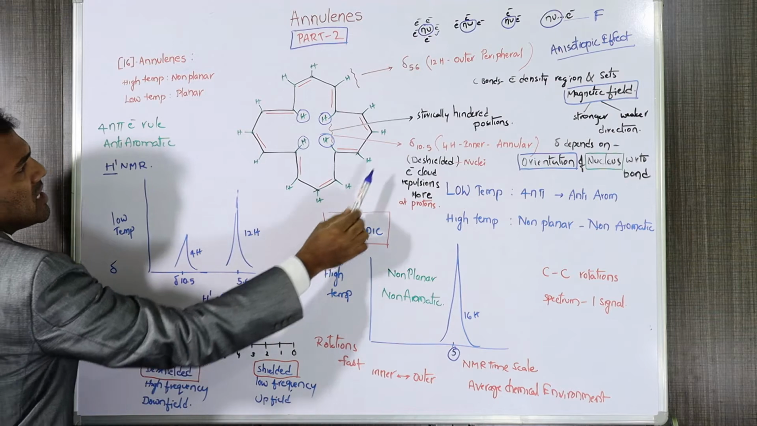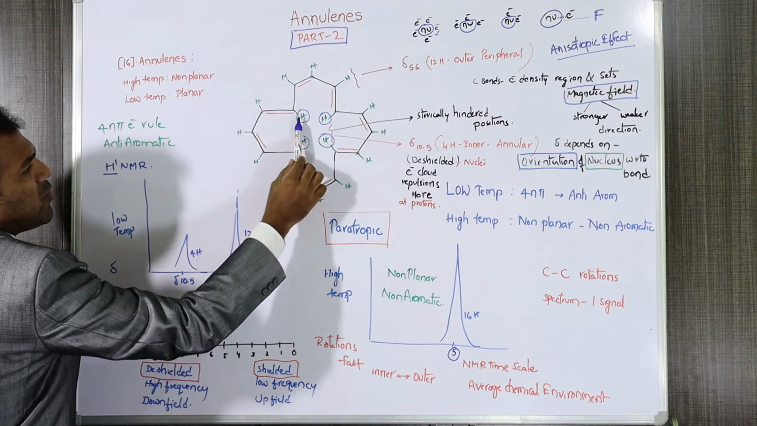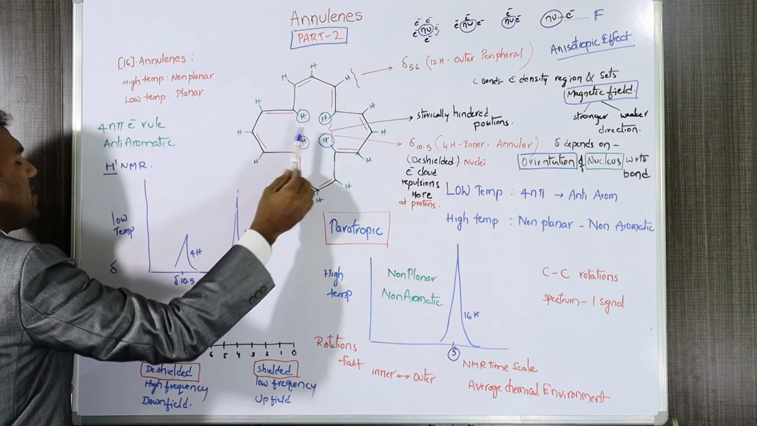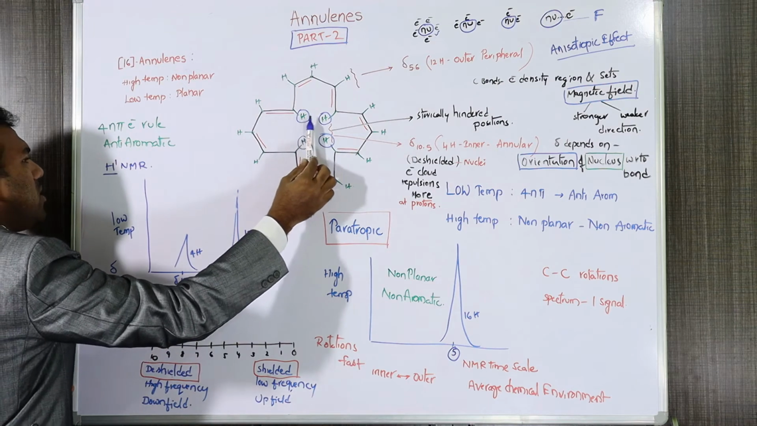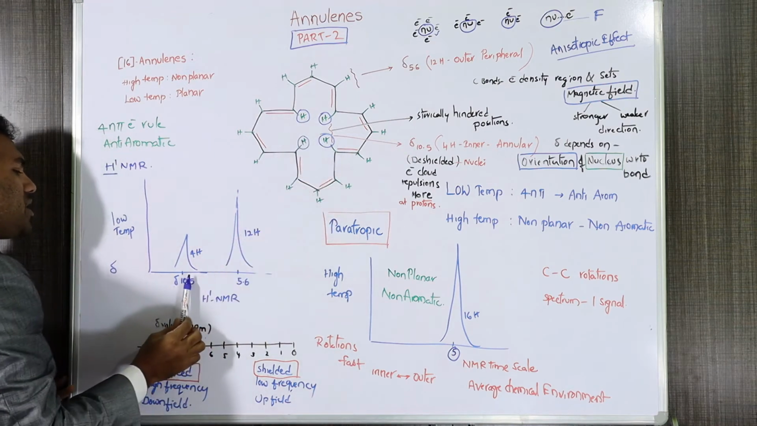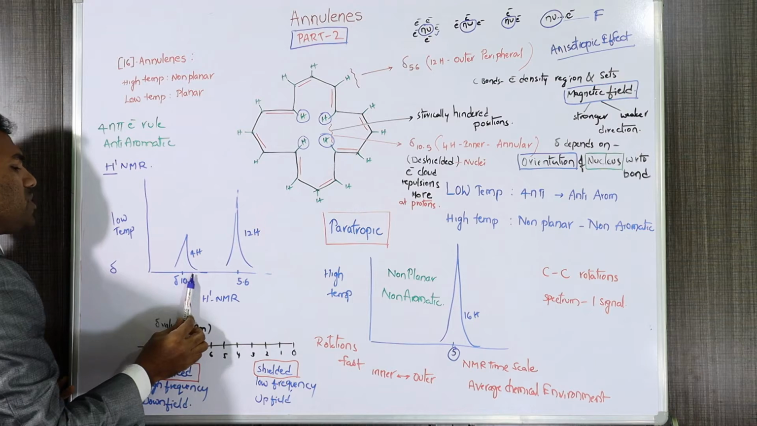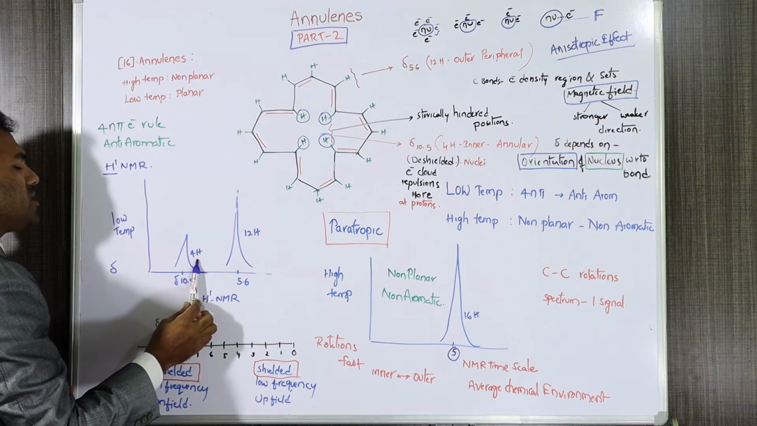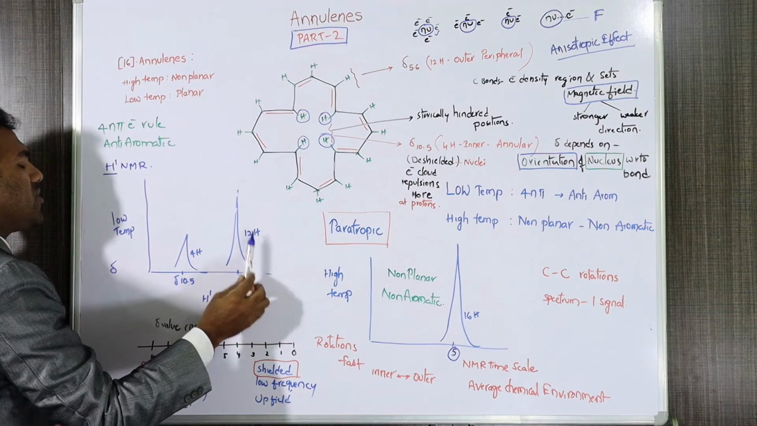So 12 hydrogen atoms are in one environment and 4 hydrogen atoms are in a different environment. According to these environments, the spectral studies are also showing the same: one peak representing 4 hydrogens and another peak representing 12 hydrogens.